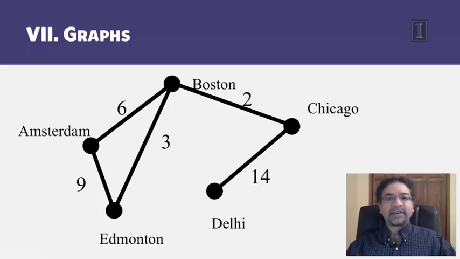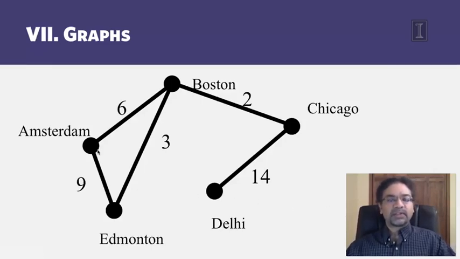Graphs. So when we say graphs in computer science, we don't necessarily mean plots which have x and y axes. A graph is essentially a network. So here I'm showing you a graph of some cities, Amsterdam, Boston, Chicago, Delhi, and Edmonton, and the travel times between those cities by air, rounded up to the nearest hour. Okay, so traveling from Amsterdam to Boston takes about 6 hours. Traveling from Chicago to Delhi takes about 14 hours. Say these are the flights that are available on some particular airline, right?